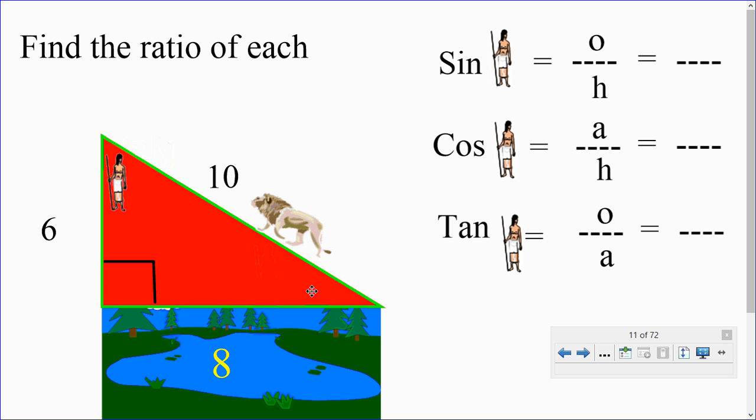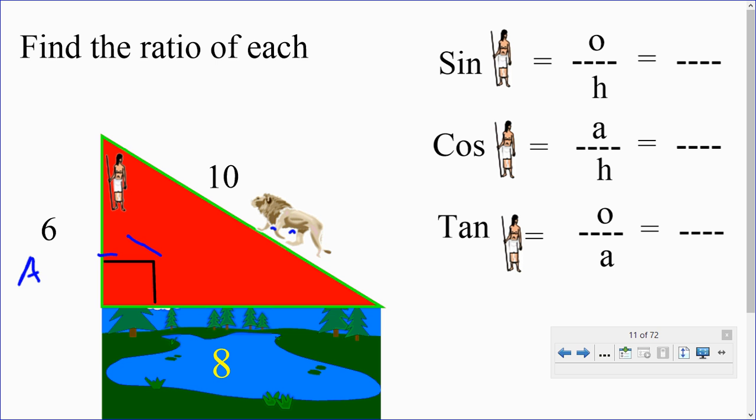Okay, here's another question, and I see that lion over there. It looks dangerous to me, approaching where SOHCAHTOA is standing, and this time he is not at the bottom by the lake. He's up here at the top of the mountain. So if SOHCAHTOA is up there, then some of the numbers have to change positions, because next to him would be the 6. So the 6 would be the adjacent side, because it's right next to where SOHCAHTOA is standing.